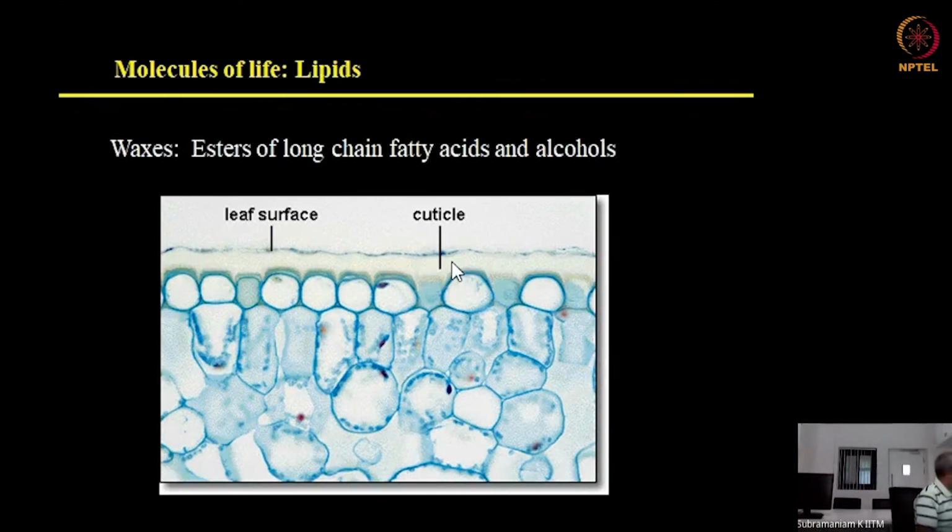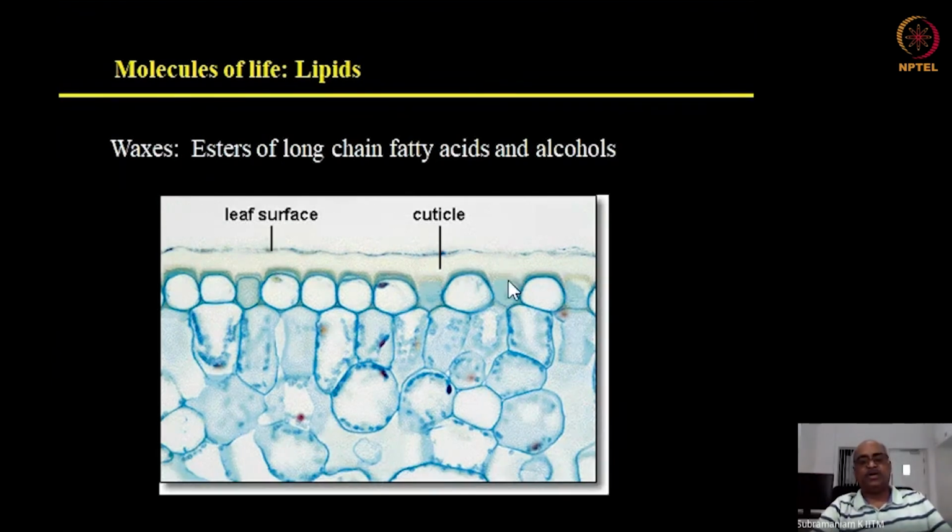and due to that they are extremely hydrophobic and protect the leaves from transpiration. They don't readily lose moisture due to evaporation, so they give that protection. So that is why the leaf surface is shiny. The shininess comes from the coating of wax.